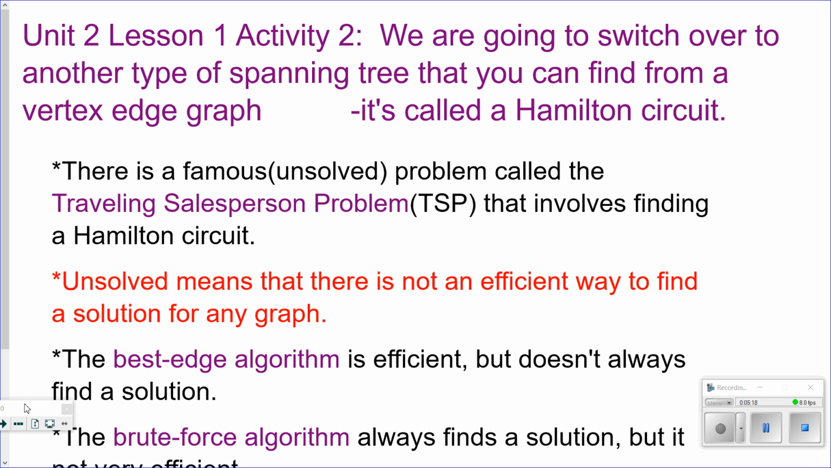So moving on a little bit, we're still in Unit 2, Lesson 1, but this is the next activity. And we're going to look at a different type of spanning tree, and it's called a Hamilton circuit.